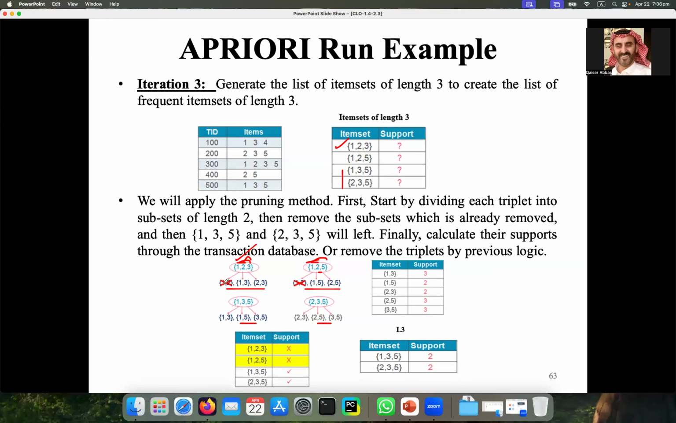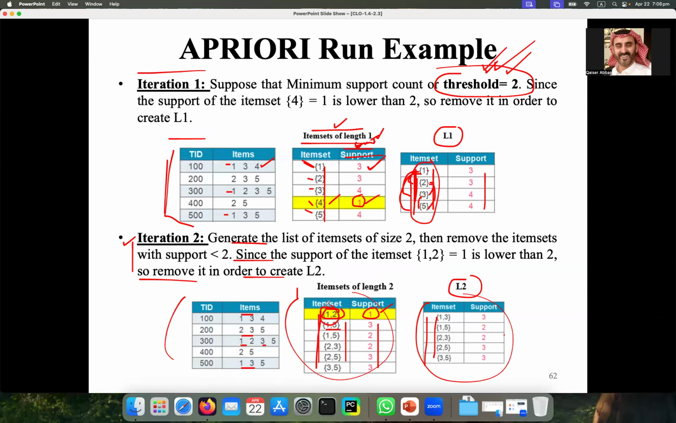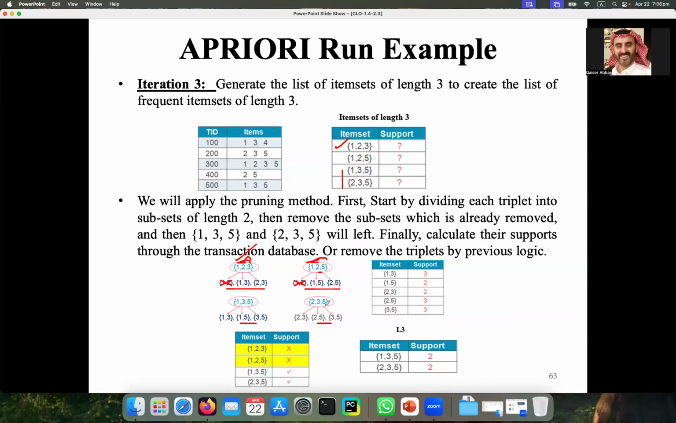And now, what pairs were removed in the previous step? 1 and 2. So these pairs were removed. And in a triplet where these pairs are removed, you don't need that triplet. In this way, you will be left with the remaining ones. So this is what you are seeing here, and finally here in the list L3.